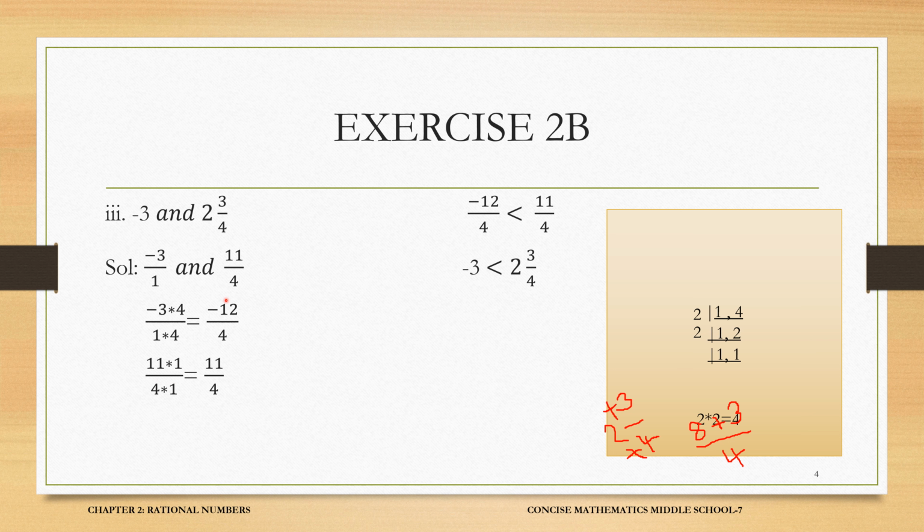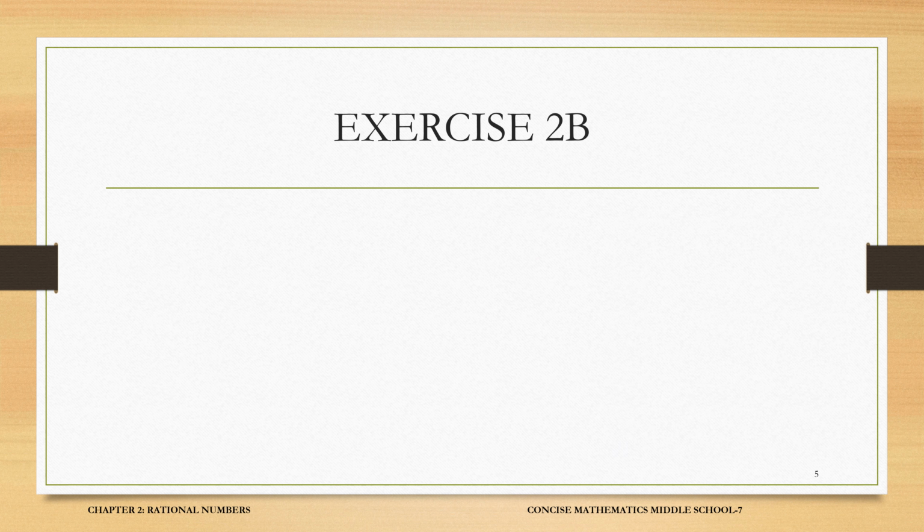Here 11 by 4: to make this denominator 4, it is already 4, so you multiply it with 1, so it becomes 11 by 4. Now minus 12 by 4 and 11 by 4. When you compare, we all know that minus is lesser, right? So minus 12 by 4 is less than 11 by 4. That is, minus 3 is less than 2 3 by 4. I hope you understood this. Let's move on to the fourth question.